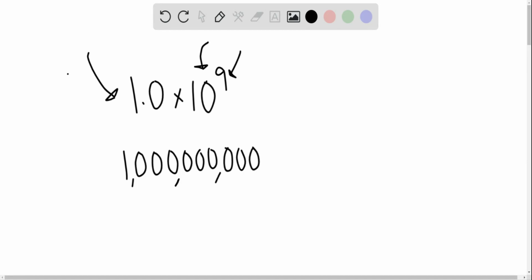So in general, scientific notation is what mathematicians and chemists, pretty much all people at all levels of science will use instead of just regular decimal notation because it's just easier and more simple.